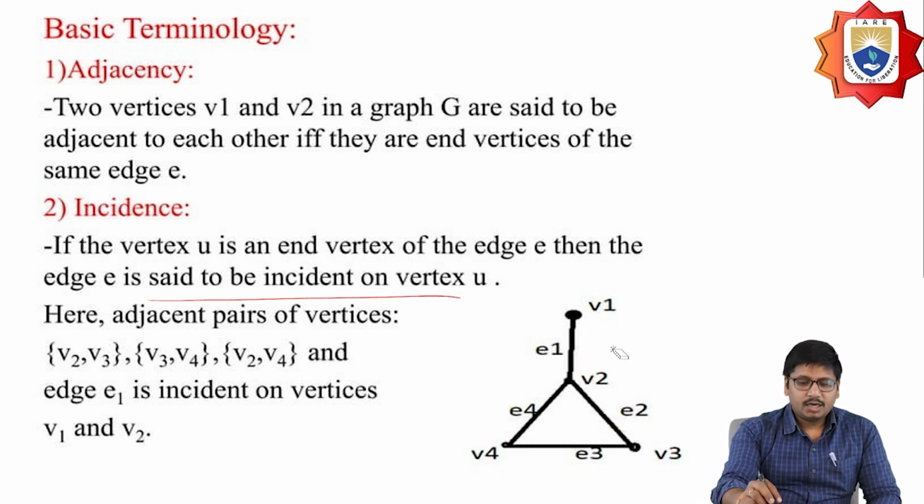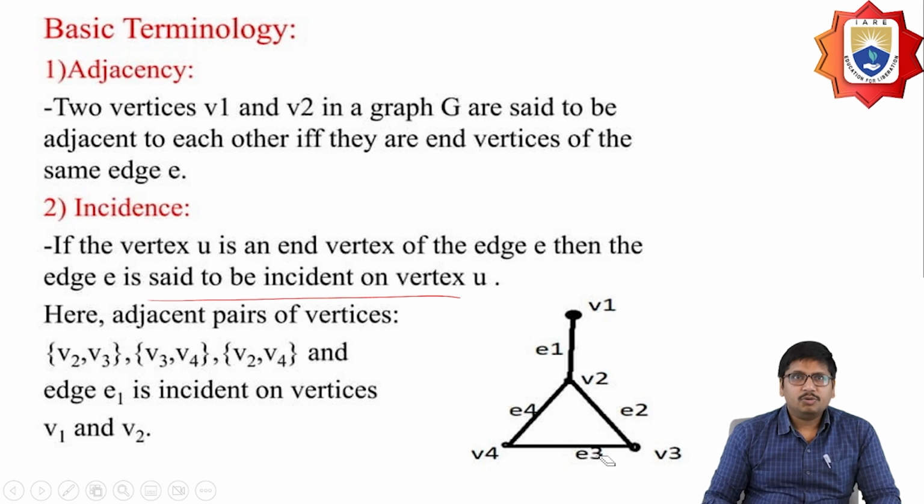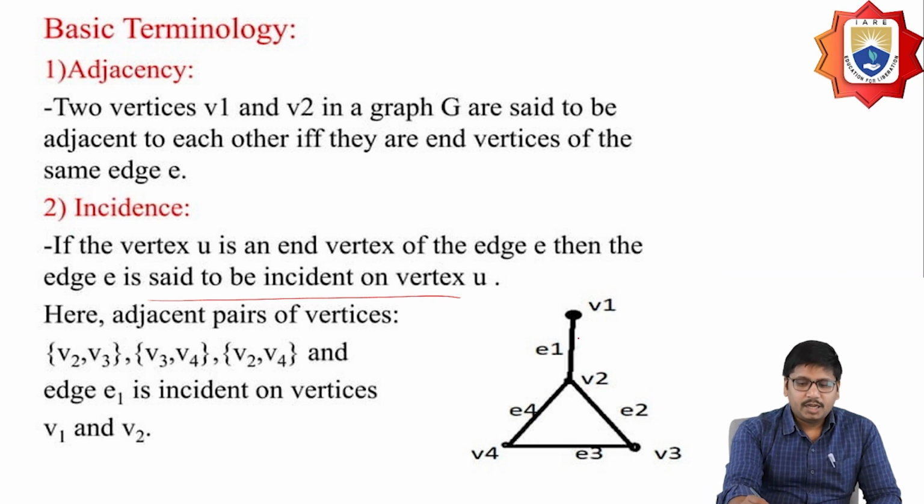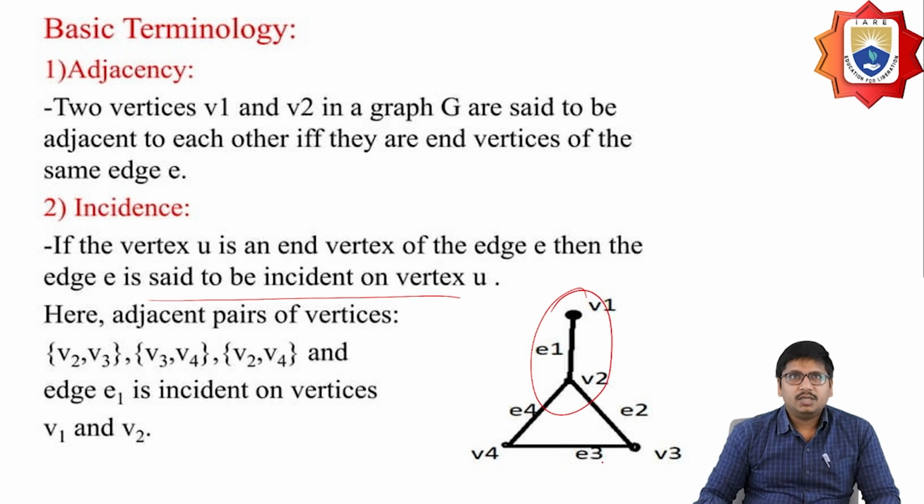Whenever two vertices are adjacent, if the vertex U is the end vertex of edge E, then the edge E is said to be incident on the vertex U. And how can we say two vertices are adjacent? Whenever an edge connects the two vertices, then the two vertices are said to be adjacent.